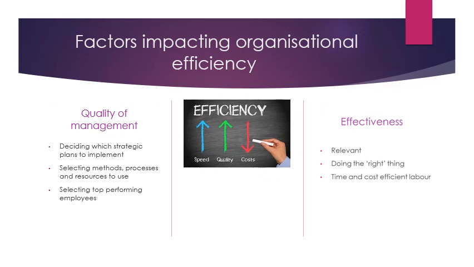There are a number of factors that affect organisational efficiency of a business, such as quality of management and its effectiveness. The quality of management is an important factor to the efficiency of the organisation, as management choose which strategic plans to implement as well as how to implement them, selecting the methods, processes, and resources to use, as well as using top-performing employees in order to have time and cost-efficient labour. Effective management teams are vital to the goal of organisational efficiency, which is crucial for other business performance-related goals.